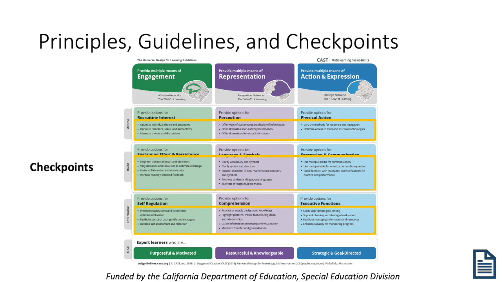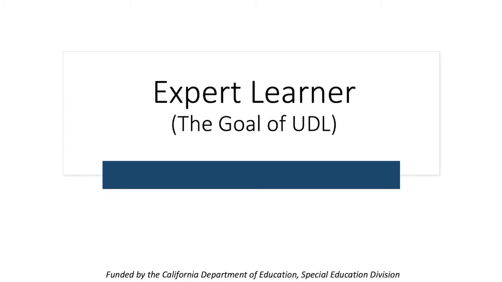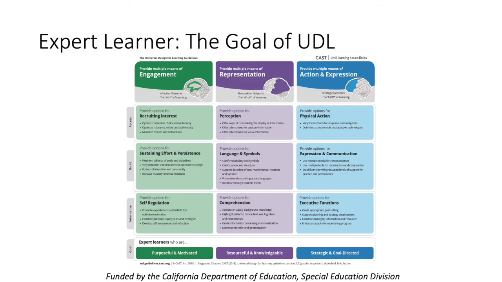The checkpoints provide educators with more detailed information and examples within each guideline. Each checkpoint indicates the ways we can remove barriers for students and create learning environments that are more accessible for everyone. The goal is that we use the UDL framework to develop students into expert learners that are purposeful and motivated, resourceful and knowledgeable, and strategic and goal-directed. You'll notice in the graphic that the creation of expert learners is the foundation of the UDL framework.